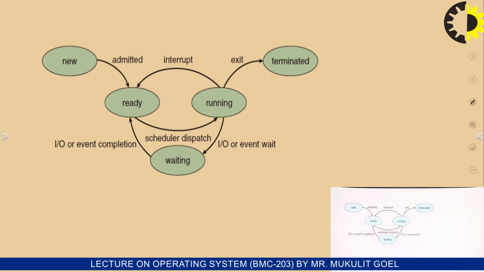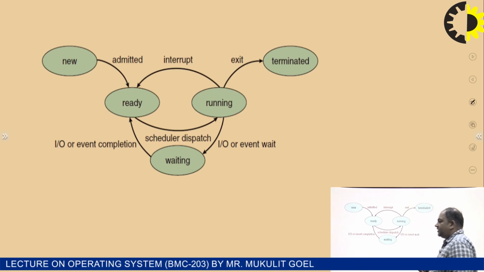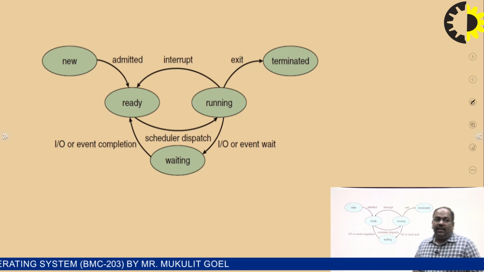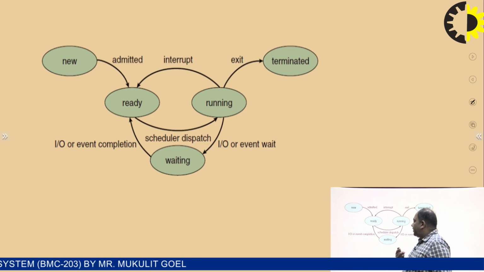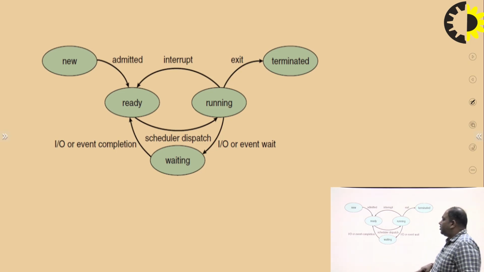From the ready state, through the scheduler dispatch, it goes into a running state. What is the scheduler dispatch? Scheduler dispatch is basically a type of scheduler, in which we schedule the processes in a queue or in a stack or in a general purpose way. So, from ready it comes into running.